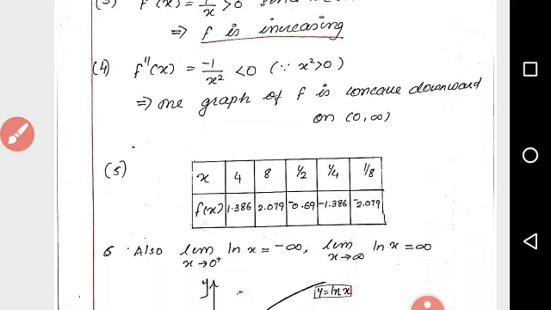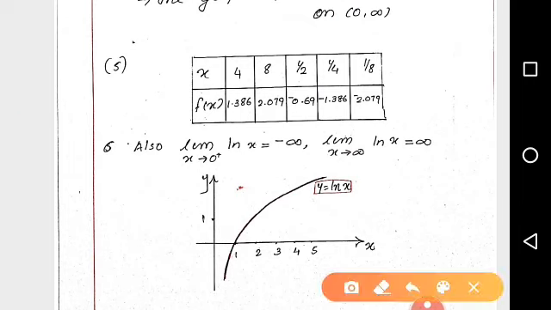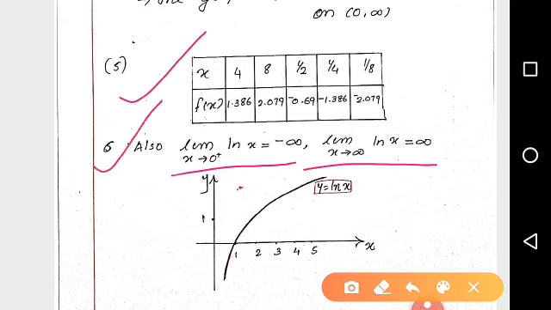Also, by the above theorem we know that limit x tends to 0 plus ln of x is minus infinity, and limit x tends to infinity ln of x is infinity. To draw, we take some arbitrary values for x and calculate the corresponding f of x, that is, the corresponding ln of x. The theorem says that whenever x tends to infinity, ln of x converges to infinity, and whenever x approaches the origin from the positive side, limit x tends to 0 plus ln of x converges to minus infinity.